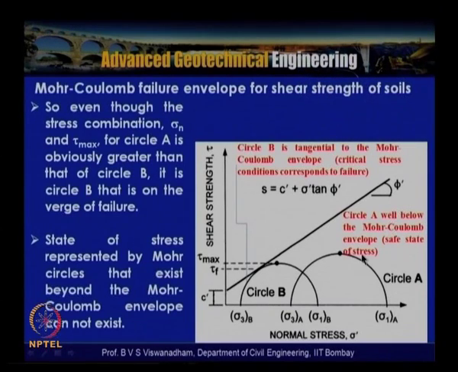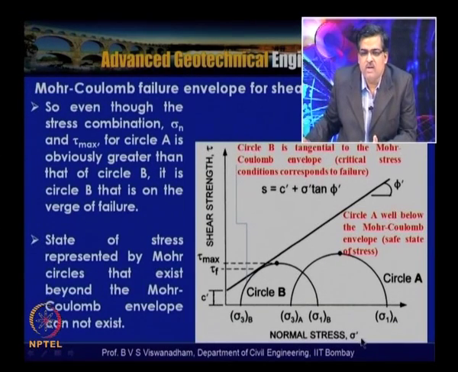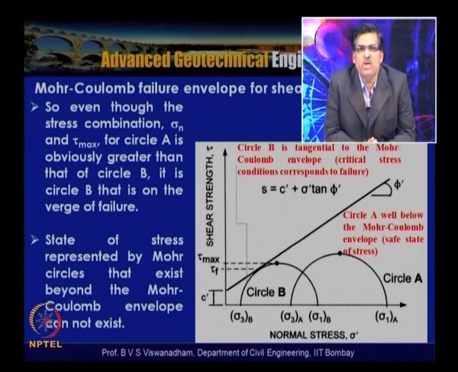This is further discussed here, where we show the shear strength tau on the y axis and normal stress on the x axis, with the failure envelope with c dash and phi dash, which are the effective strength parameters. We have circle A and circle B, and circle A is well below the Mohr-Coulomb failure envelope, so the combination of major principal stress sigma 1a and minor principal stress sigma 3a is in a safe state of stress.